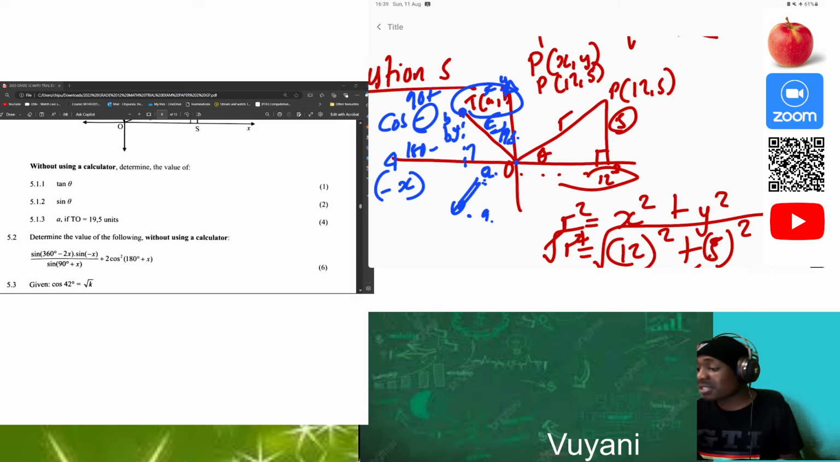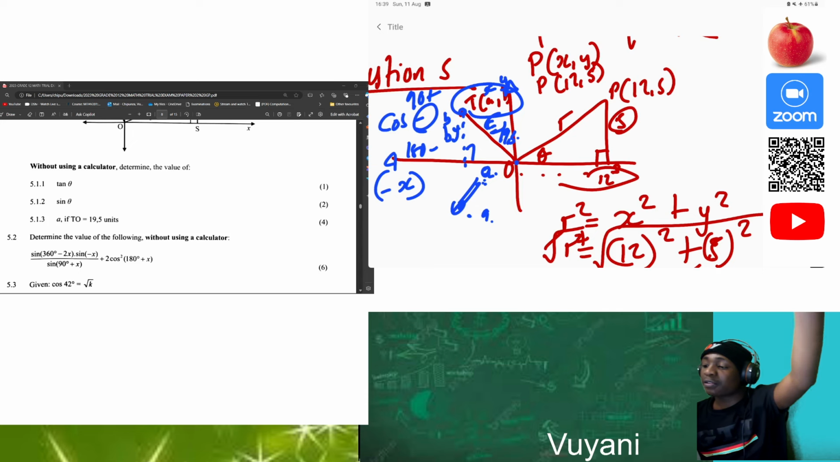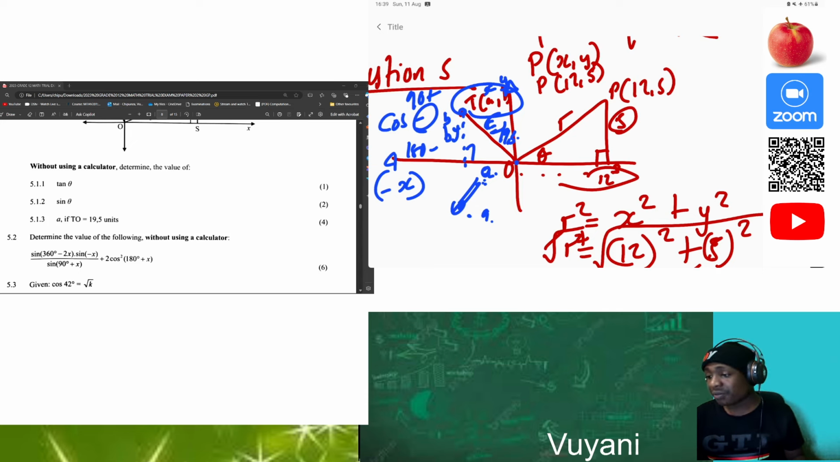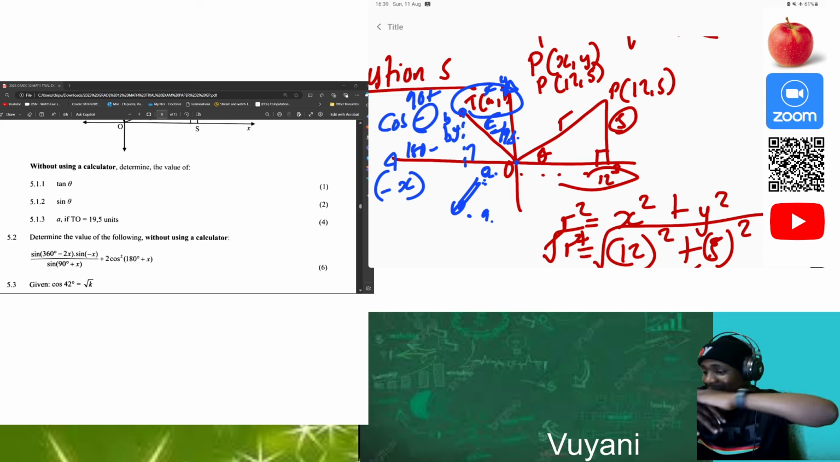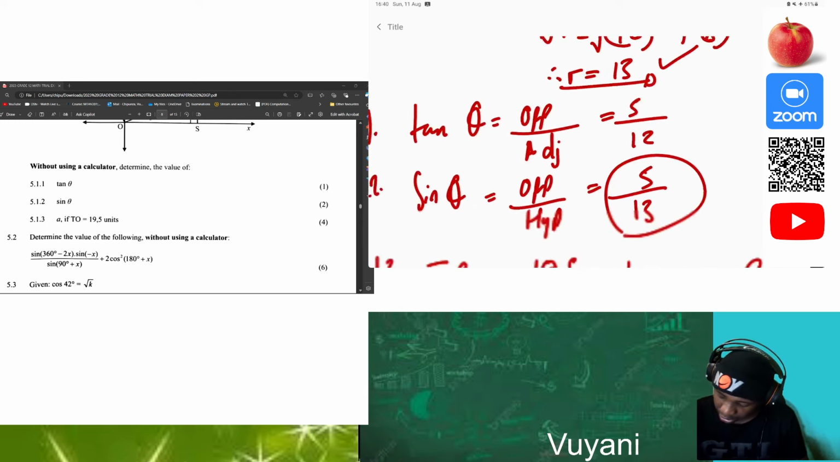So maybe this year they'll say calculate the value of B. How do you calculate the value of B? You can calculate it by saying B over R, which is the length of TO, which should be equal to sine of 90 plus theta, because it's in the second quadrant. Then we use our reduction formula, and you get your 4 marks. Easy stuff, proper stuff, where anyone can solve the question anytime they want to. Now moving forward to the next question, which is 5.2.